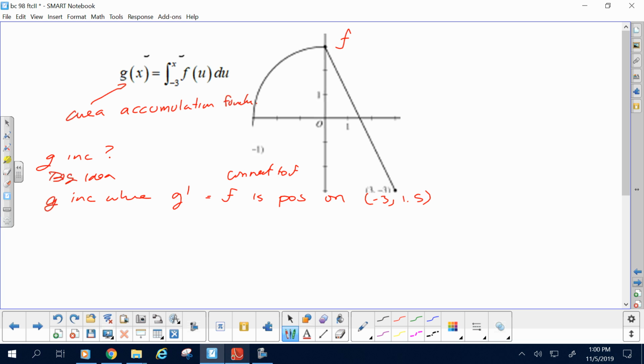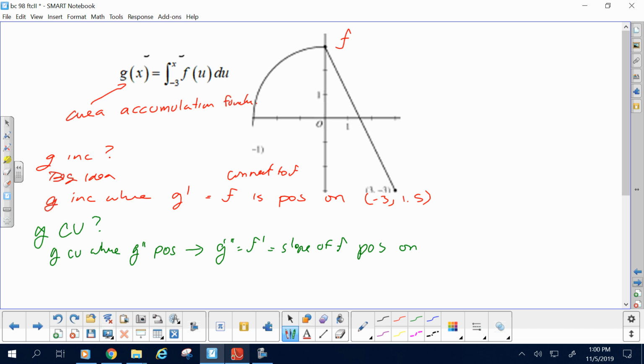What if they asked you, where is G concave up? Big idea of calculus: G is concave up where G double prime is positive. What is G double prime's relationship to F? F prime, or the slope of F, if you like to go all the way back to F, is positive on what? Negative 3 to 0, yes.